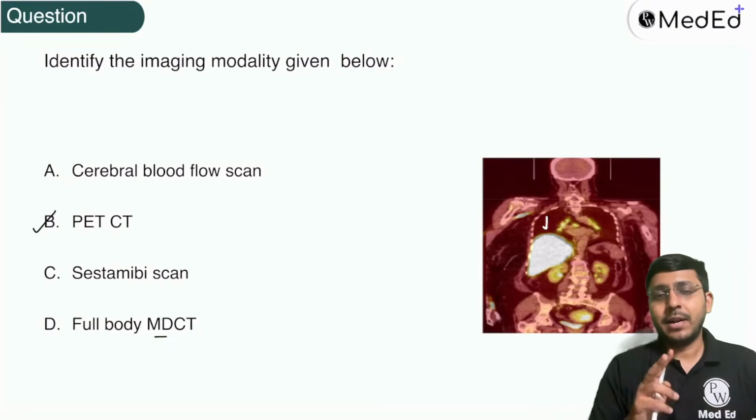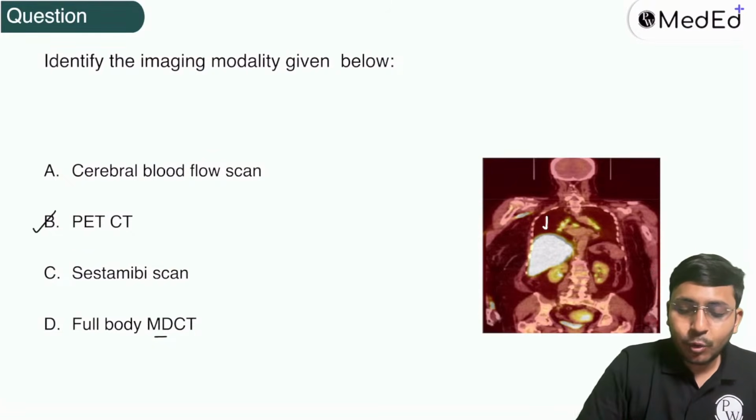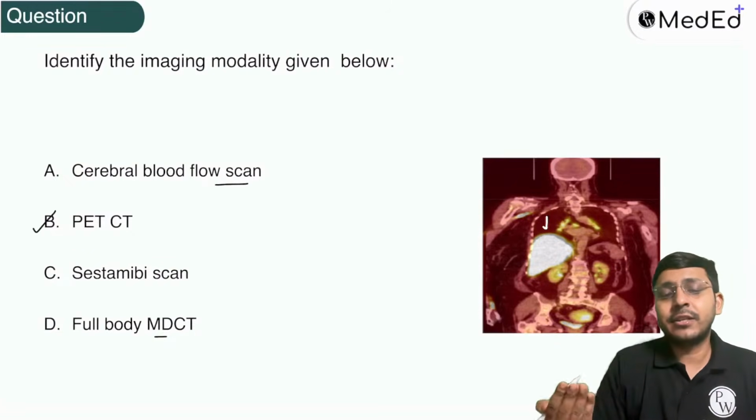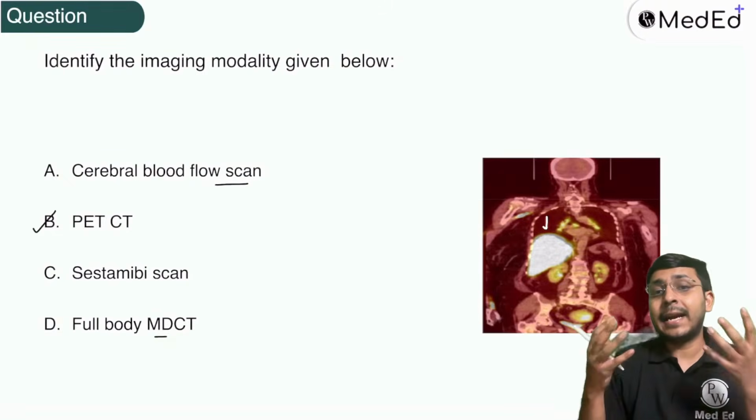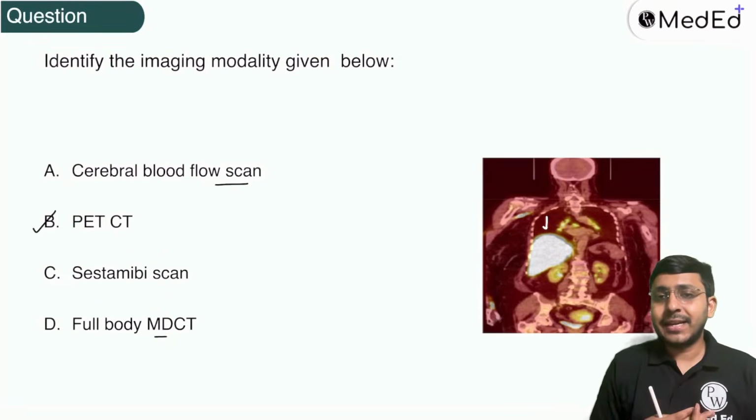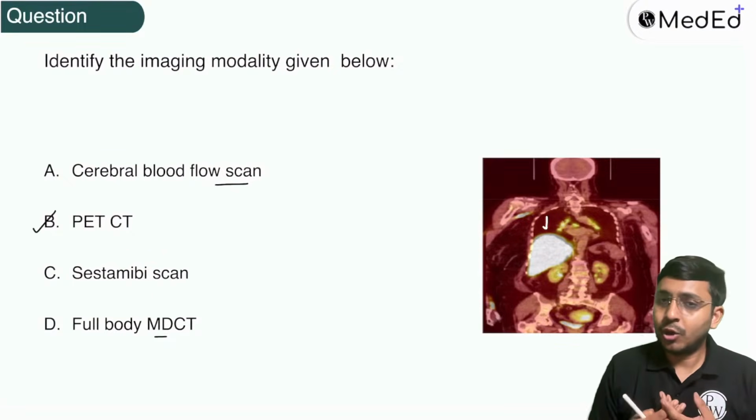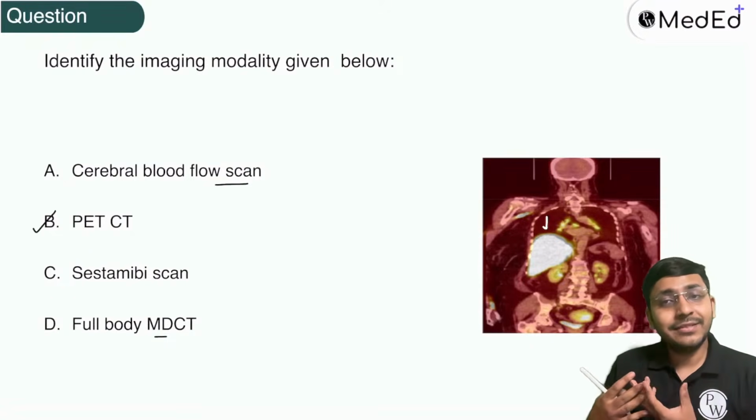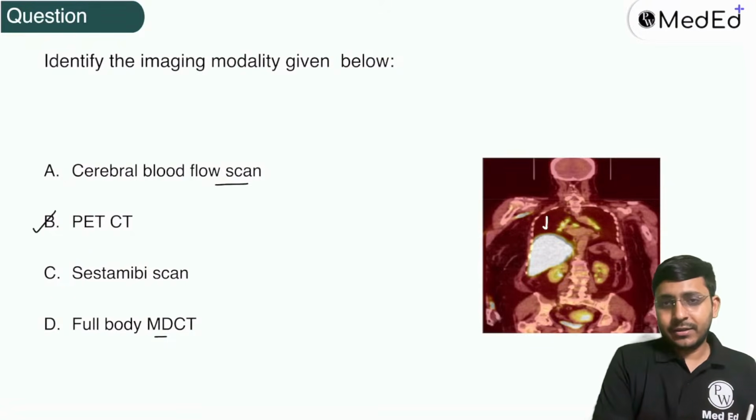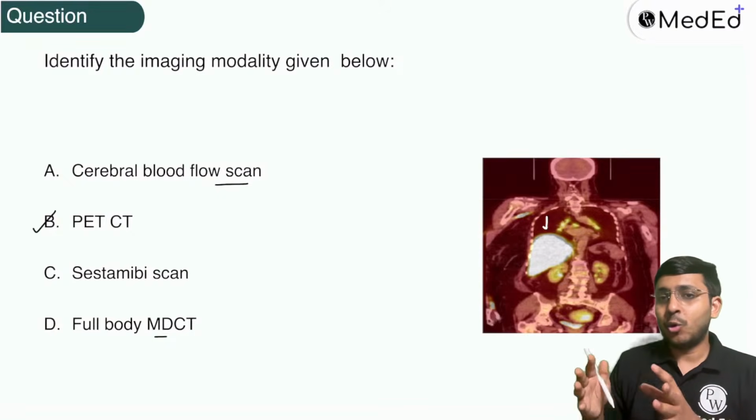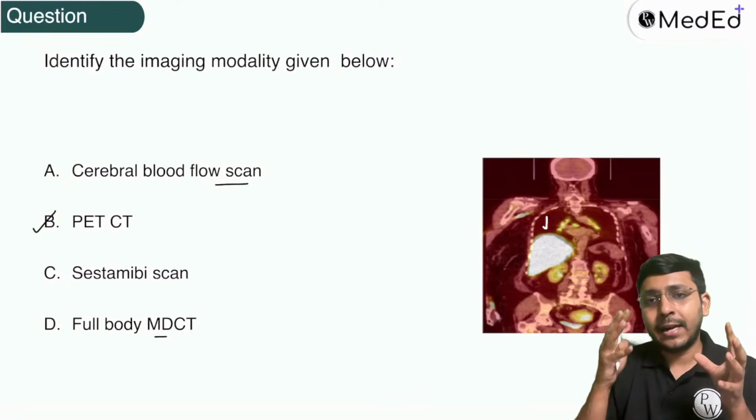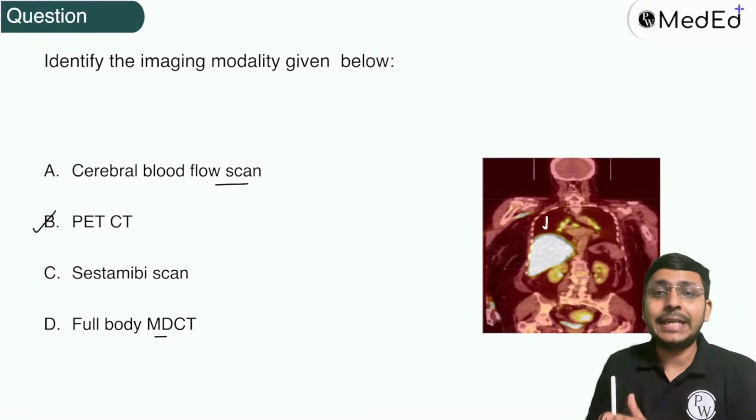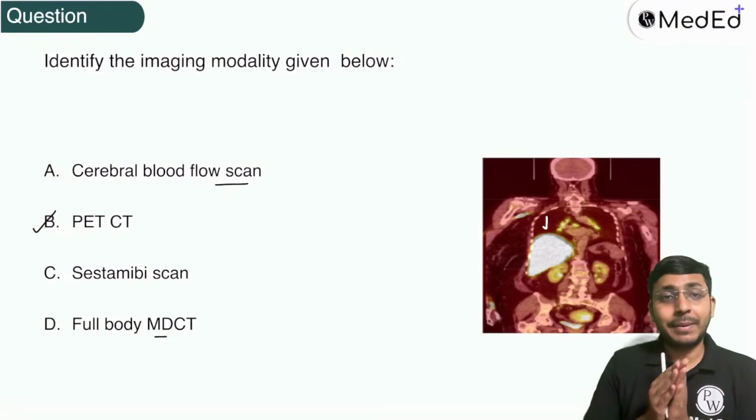Very important concept. In a cerebral blood flow scan, this is only a functional image, right? So you will not see the anatomy so well. Septum EB scan, again a functional imaging, you do not see the anatomy well. Full body CT is an anatomical image, so you will not see the function well. The only thing which combines functional and anatomy is a PET CT, right? The PET CT.